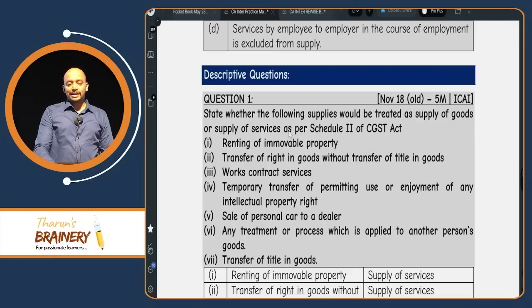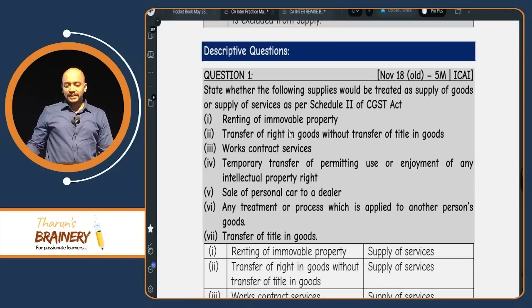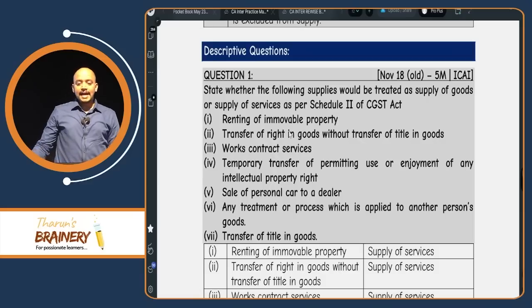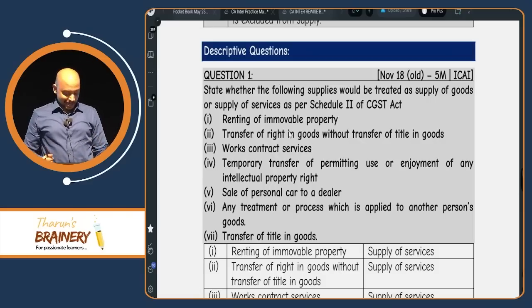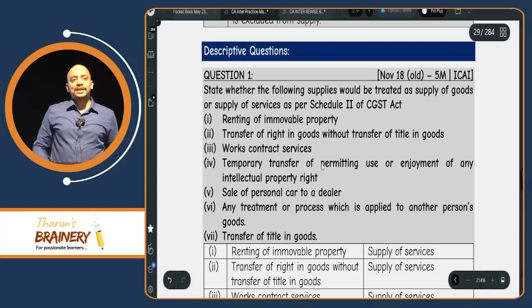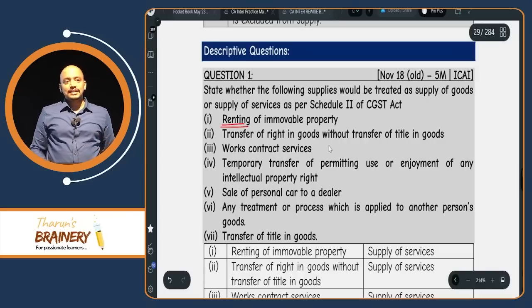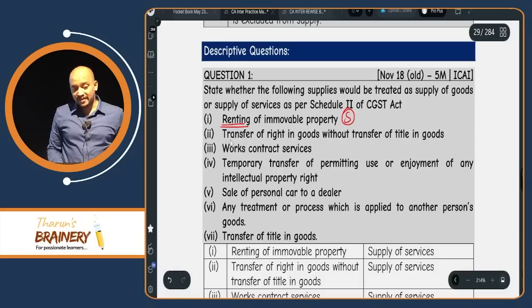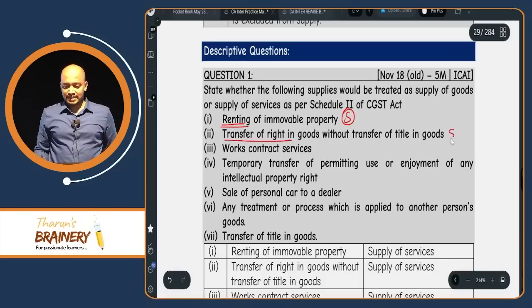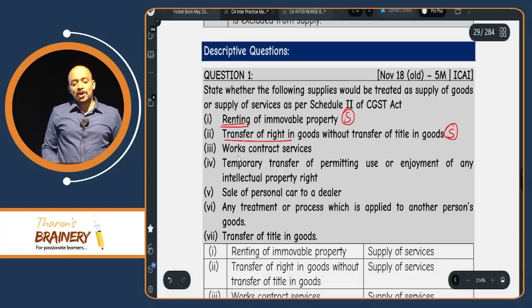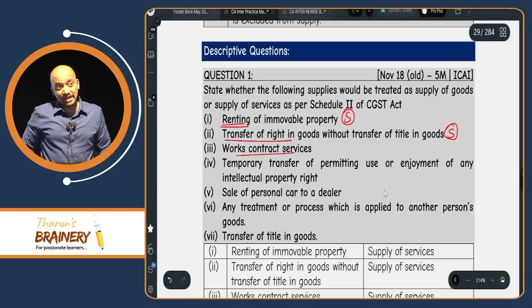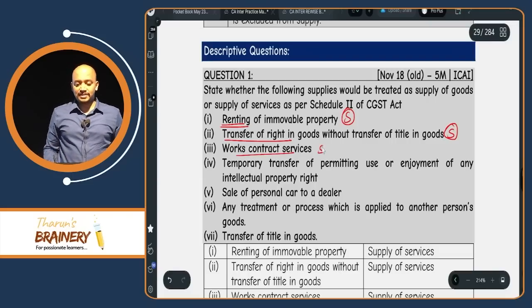See this question number 1 in descriptive questions. State whether the following supplies would be treated as supply of goods or supply of service as per Schedule 2 of CGST Act. Renting of immovable property. Renting. Supply of goods or supply of service? Supply of service. Then transfer of right in goods without transfer of title in goods. Transfer of right. Supply of service. Works contract service. Notified transactions will always be treated as supply of service.